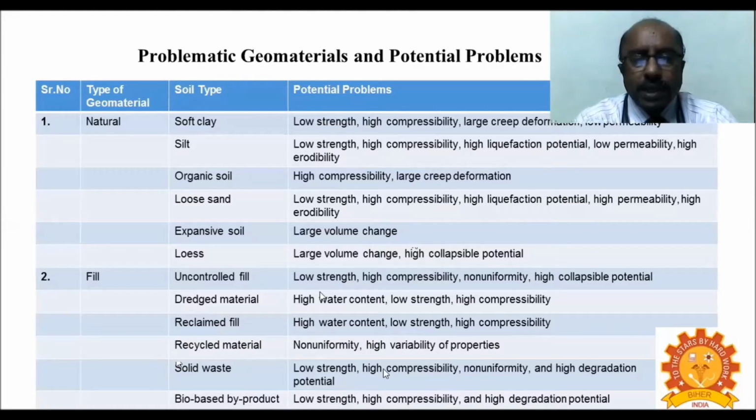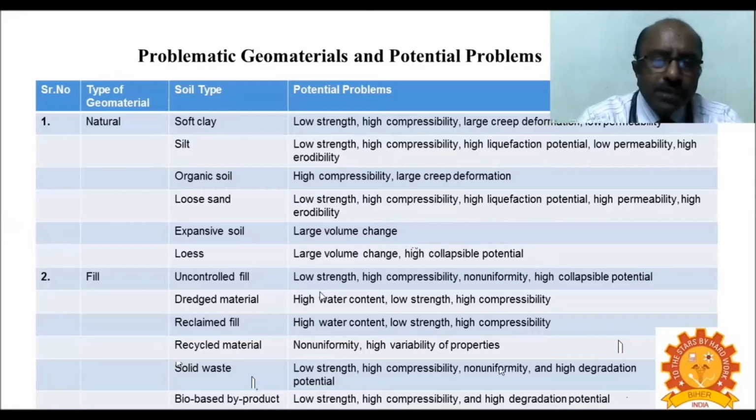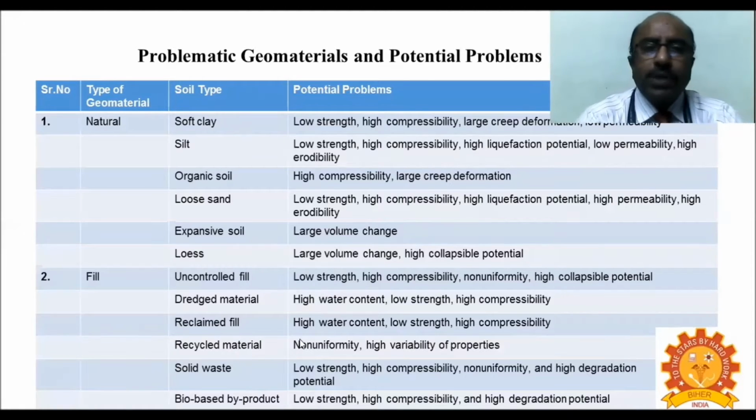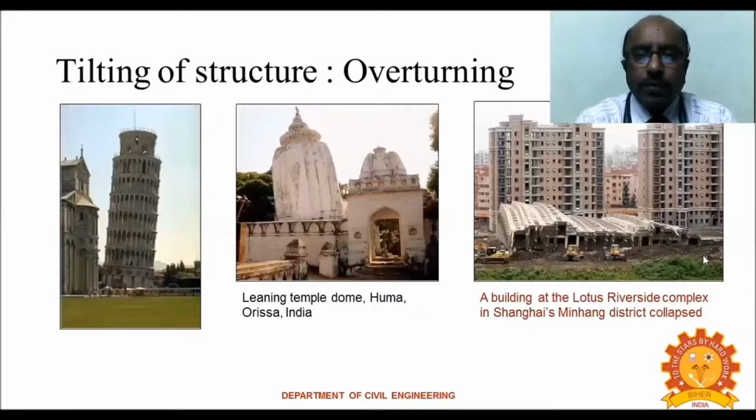And if we have solid waste, then it has low strength, high compressibility, non-uniformity, and high degradation potential. When we have bio-based byproducts, they may have low strength, high compressibility, and high degradation potential. So these are the potential problems that we may expect from these soils. Accordingly, we have to think of a solution and then make the success case.